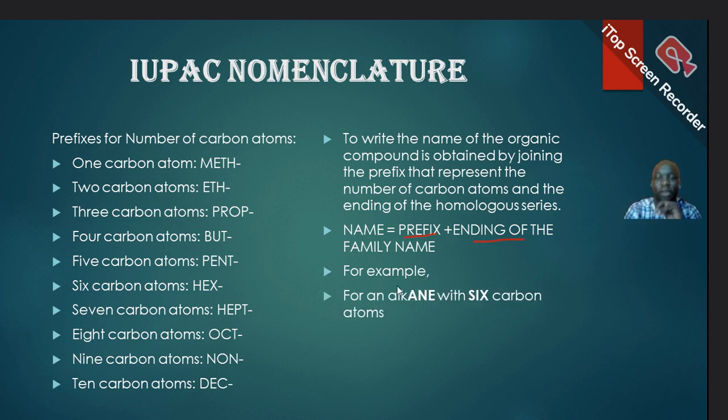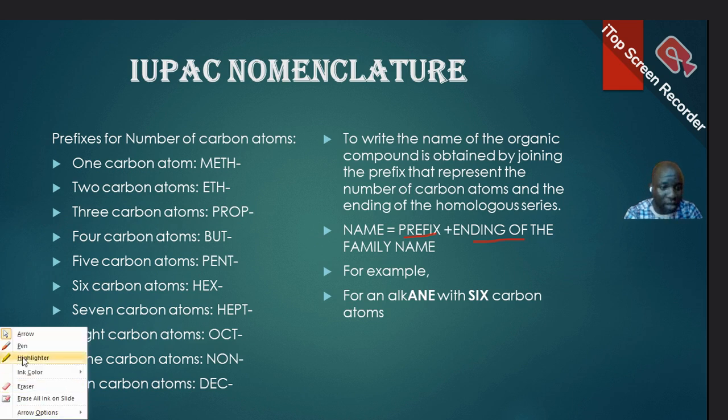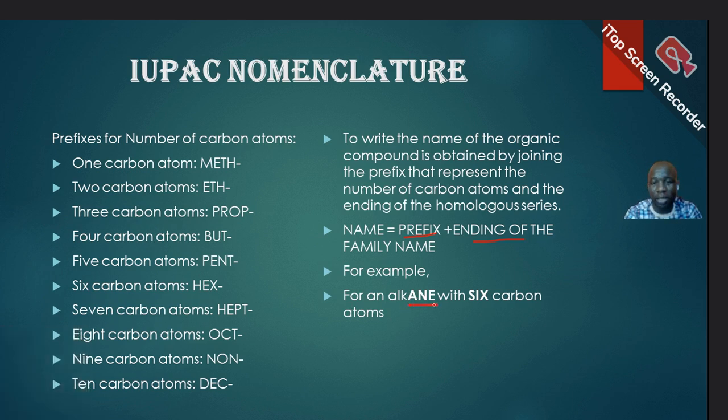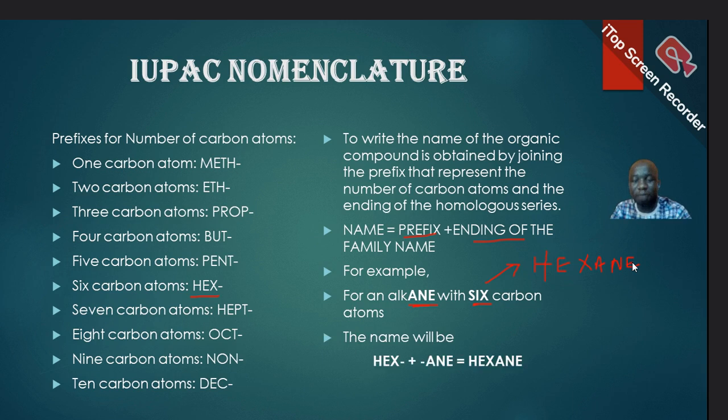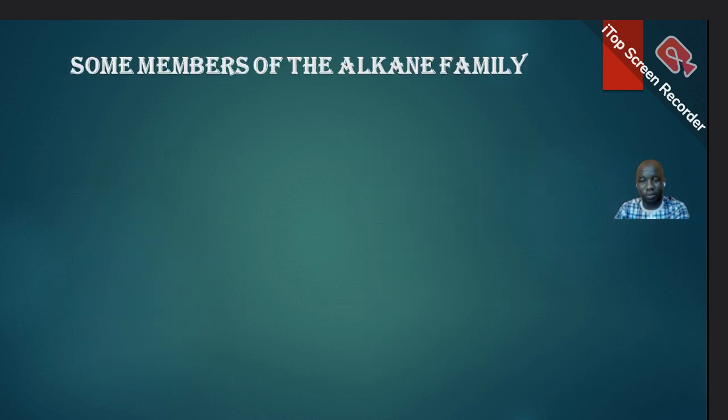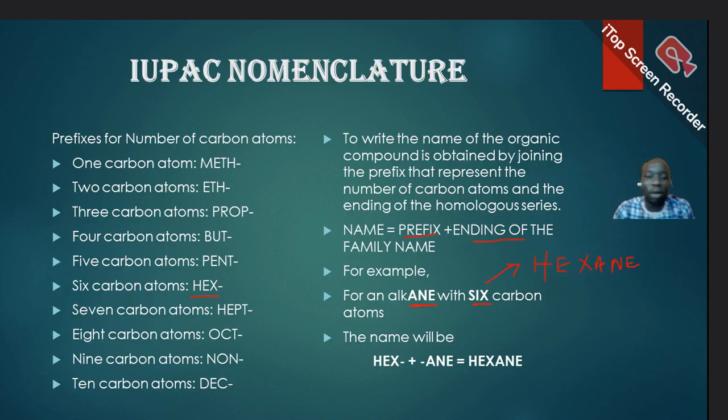For example, the alkane. The ending of the family name of the alkane is ANE. So if we have an alkane that has 6 carbon atoms, what will be the name? 6 carbon atoms is hex. Then you join it with the ANE. That will become hexane. So hexane is an organic compound with 6 carbon atoms which belongs to the alkane family. I believe we get that. So we can try more on that.